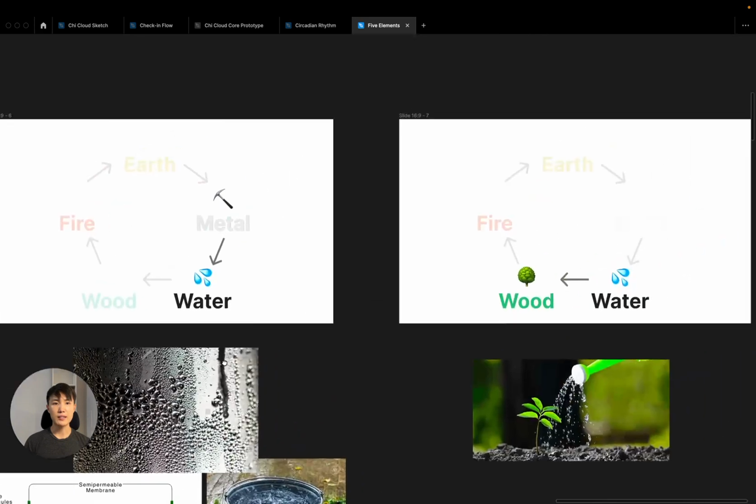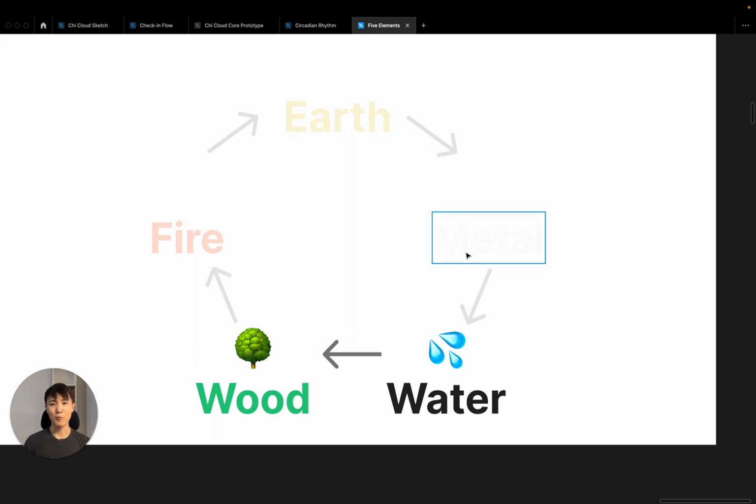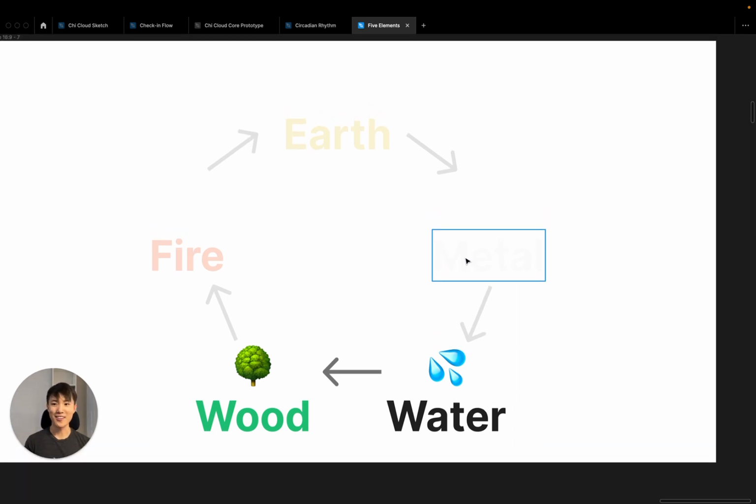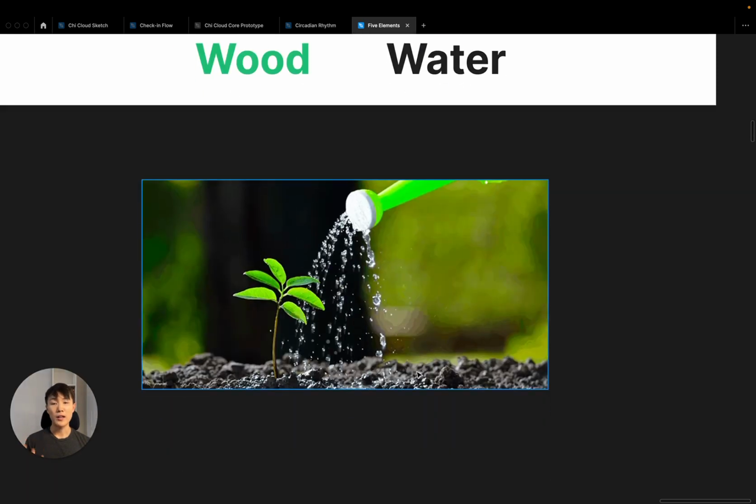And last but not least, we're going back to wood. Water generating wood. And so this one should be pretty easy to think about. We all have raised a plant before, and to keep the plant alive, you need water. You need to water it every week at least. And so because we water wood, water generates wood.